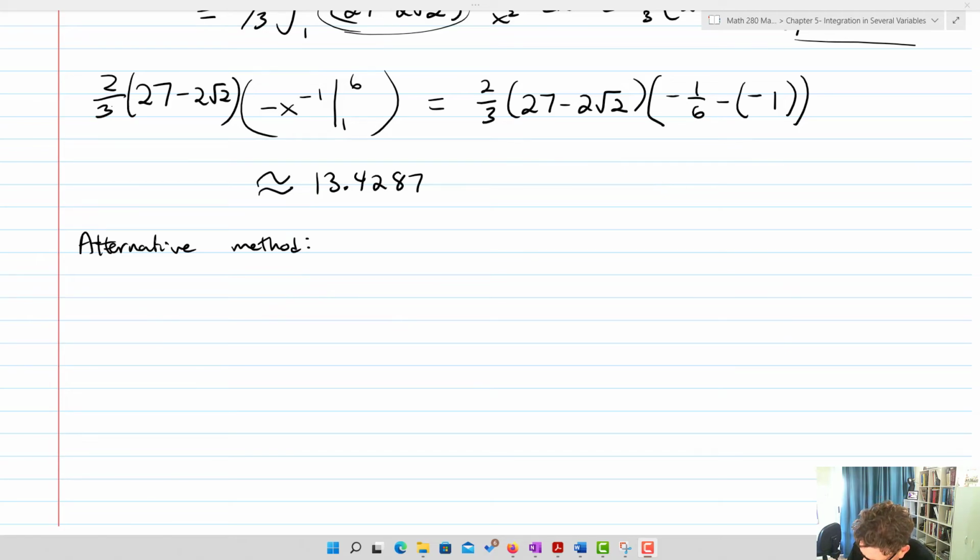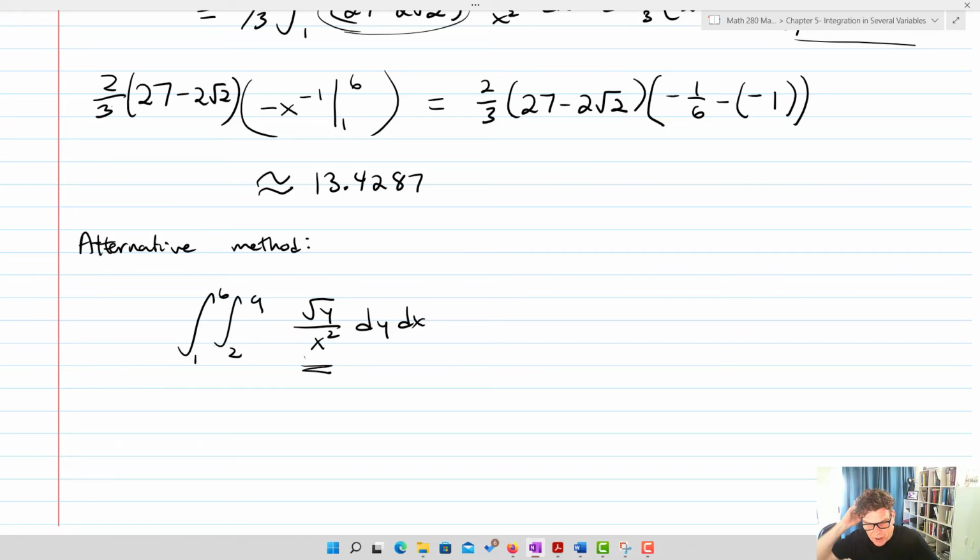Now we do have an alternative method. Remember, we've got 2 to 9 and the integral 1 to 6, and we've got the square root of y over x squared dy dx. If you remember, one of the things we have here is one of those functions where we can factor out all the x terms and factor out all the y terms. So we can make g of x equal to 1 over x squared, and we can let g of y equal to the square root of y. Okay? That's great. So what does that mean?